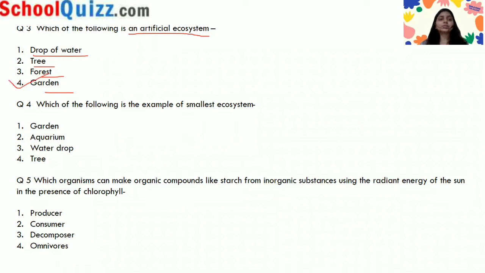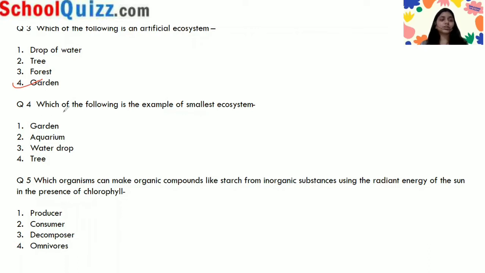So what is the artificial ecosystem? The artificial ecosystem is made by man, so this is a man-made ecosystem. See here, the option is a drop of water, which is not man-made. Tree also not. Forest, obviously it is not the answer. The garden is made by man, so this is the artificial ecosystem. The answer is garden.